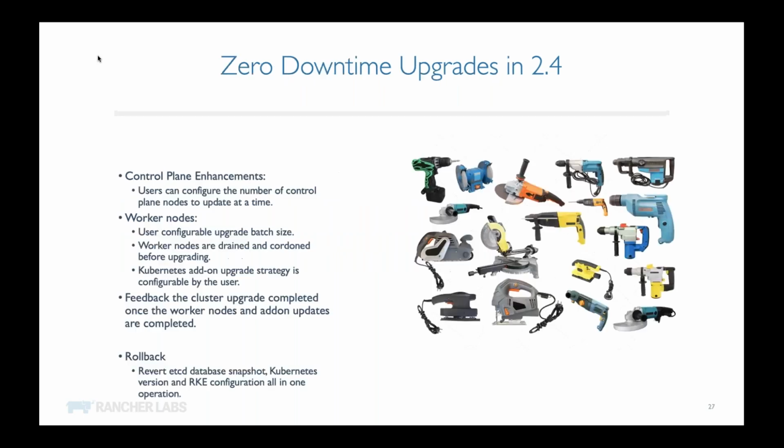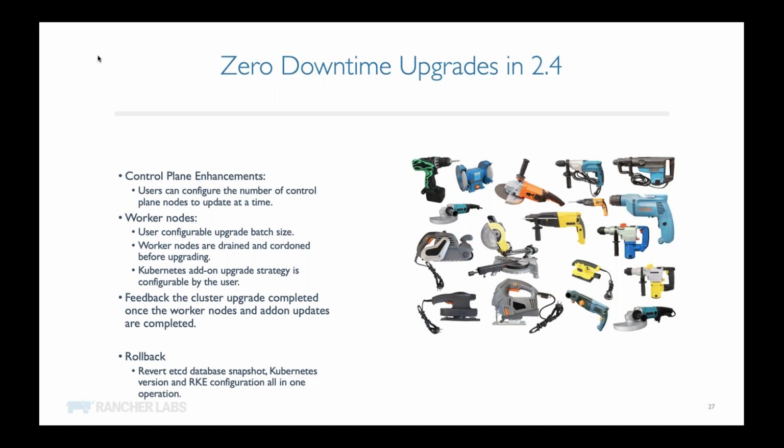And so in 2.4, we've made several key enhancements. It's like going from upgrades with your standard hand tools to power tools. That's the way I like to look at it. Now we've given you a lot more flexibility and control and a lot more knobs and dials to tune throughout your upgrade process. For your control plane, you can now select the number of control plane nodes that are being upgraded at a single time. By default now it is just one, so we'll take one out, upgrade it, and then put it back in.